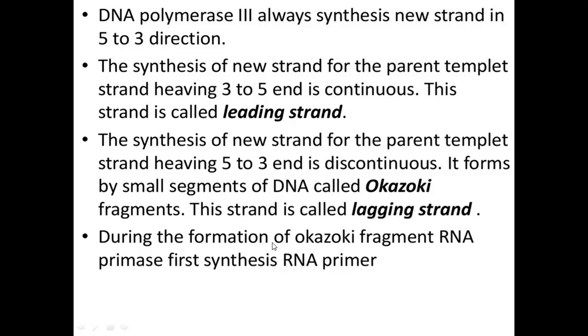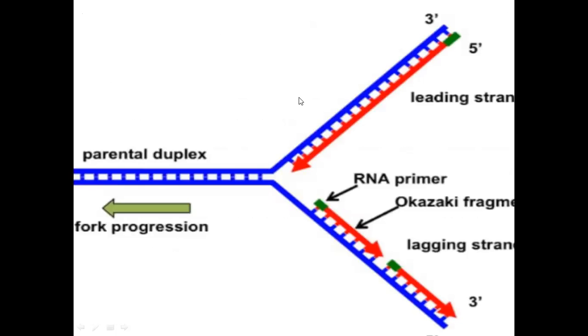During the formation of an Okazaki fragment, RNA primase first synthesizes an RNA primer. This is another specific feature of DNA polymerase. It cannot start from nowhere, so it needs a small stretch first. That is an RNA primer. The RNA primer is synthesized by primase. I told you the role of primase. So, the RNA primase enzyme. Now, let us see this diagram.